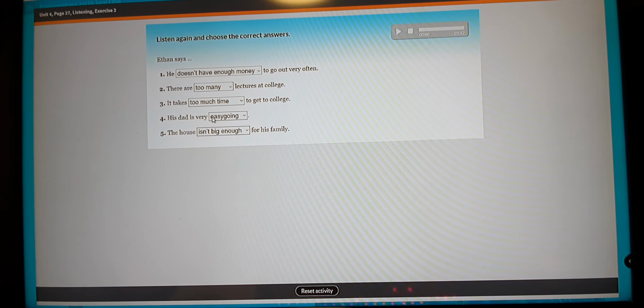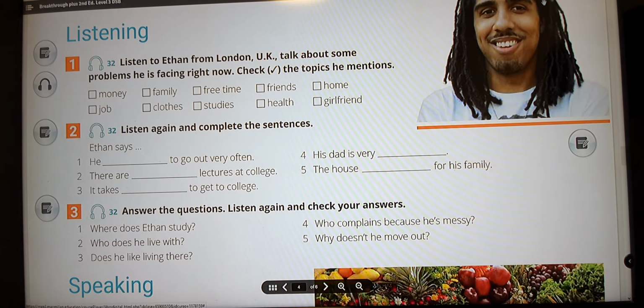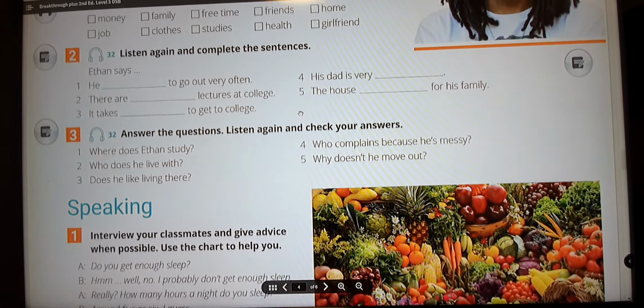His dad is very easygoing, relaxed, doesn't get upset easily. And number 5, the house isn't big enough for his family because they're all grown, his brothers or sisters, so they don't have enough space.